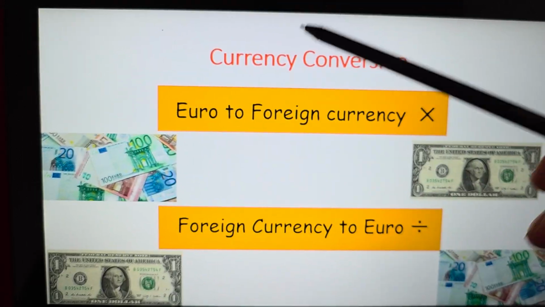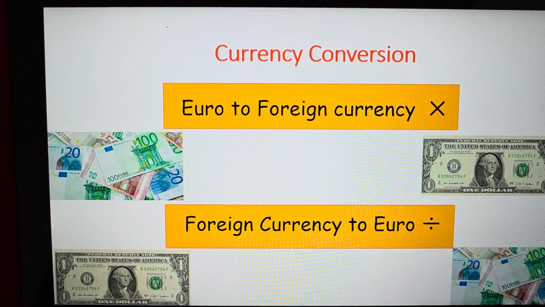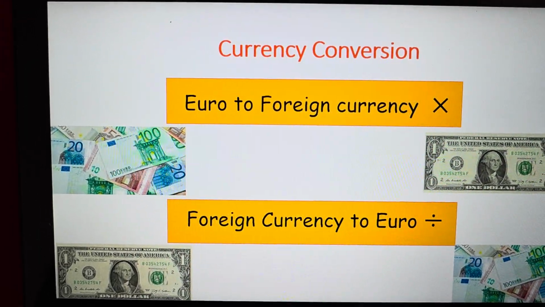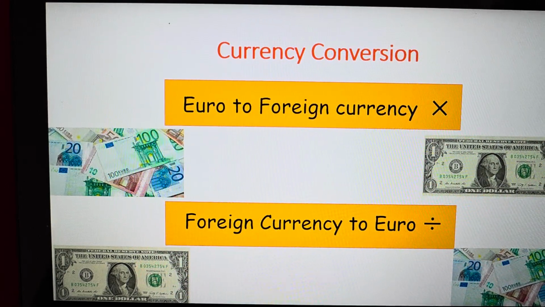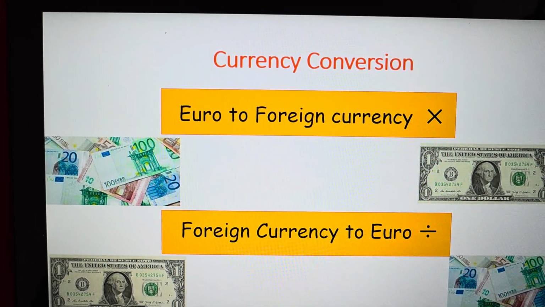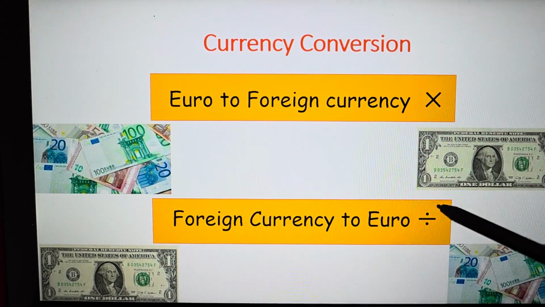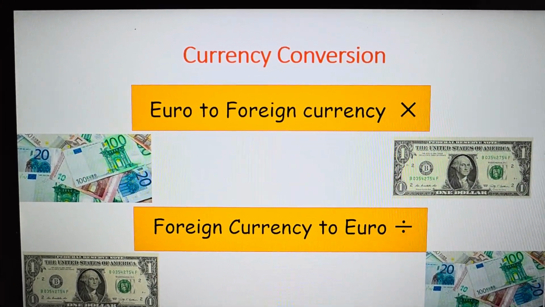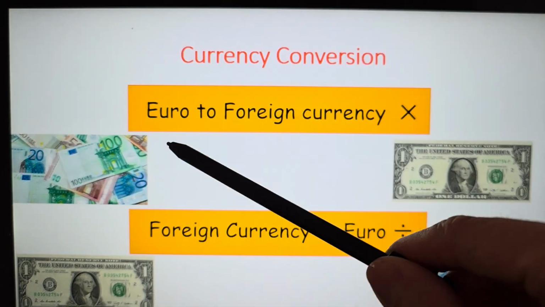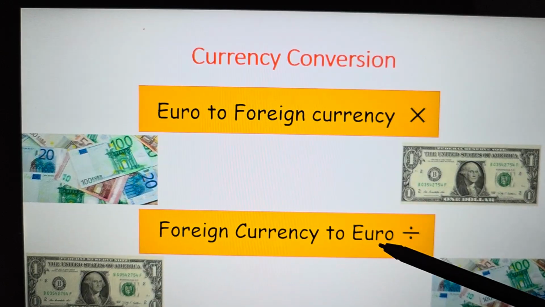Euro to foreign currency, the rule is you will multiply by whatever the exchange rate is. Whereas if you have pound sterling or dollars, or Japanese yen, and you want to convert it back into euro, the rule is if you're going from foreign currency to euro, you divide by the exchange rate. So they're the two rules for foreign currency. Euro into foreign currency, you multiply, whereas foreign currency back into euro, you divide.